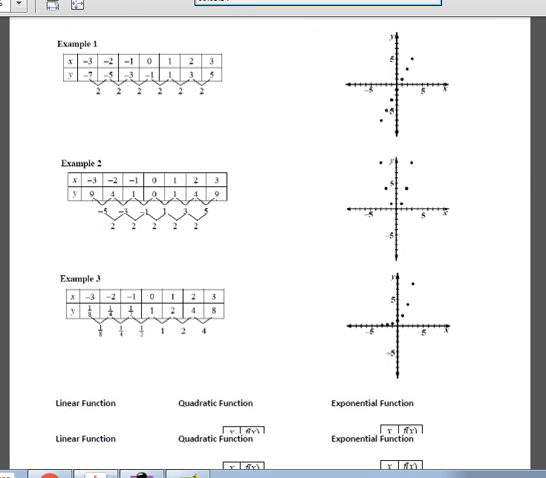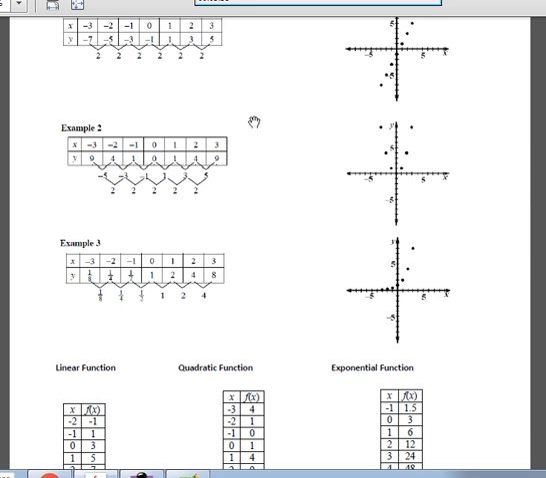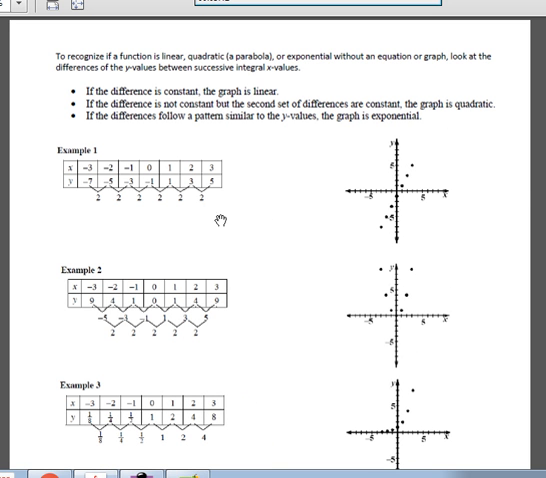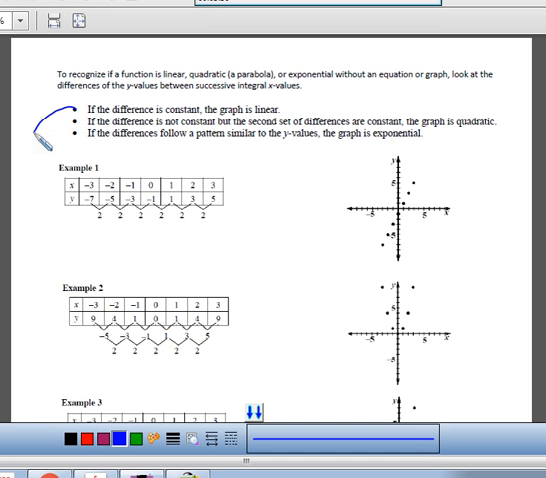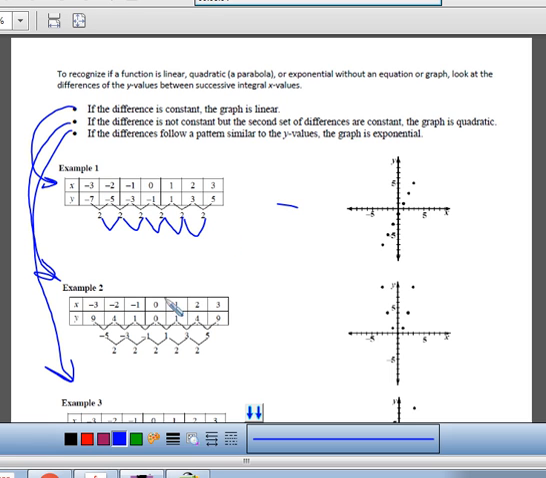All right, so when you see our examples here, this reinforces what's above here. So this first part goes with example 1, this goes with example 2, this goes with example 3. So when we're looking at this, we've got a constant rate of change, the first set of differences. That's why this one's linear.